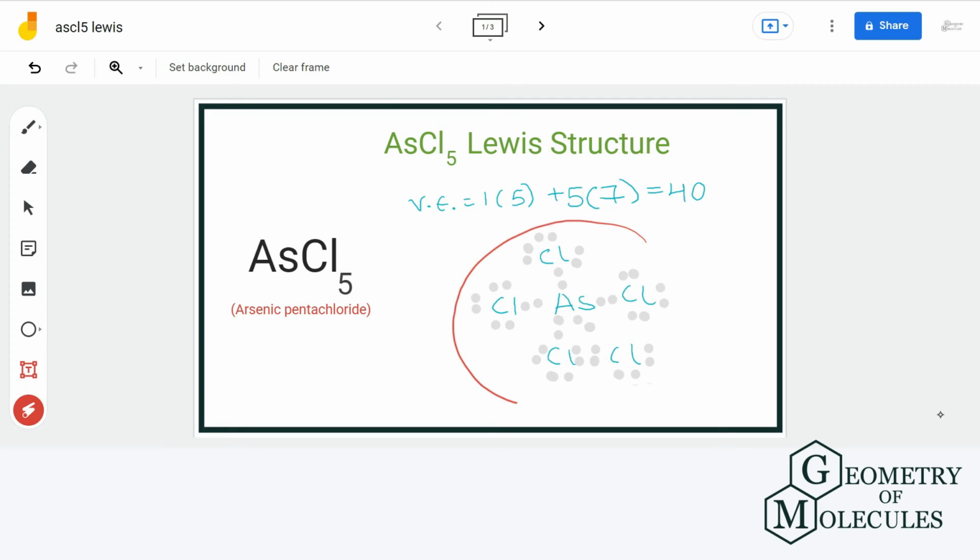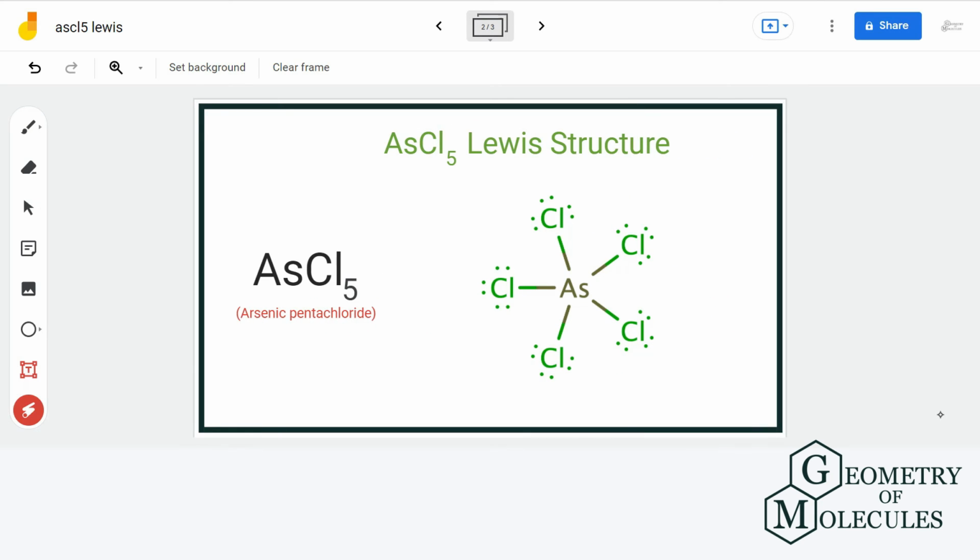Doing that, we have used all our valence electrons and each atom in this Lewis structure has a complete outer shell and zero formal charge. So this is the final Lewis structure of AsCl5.